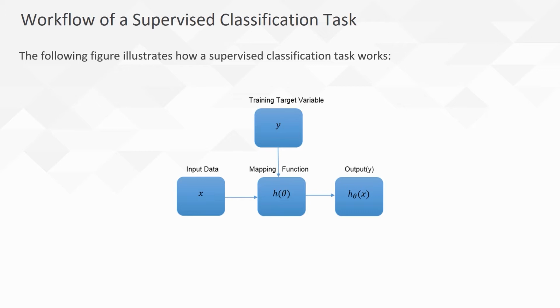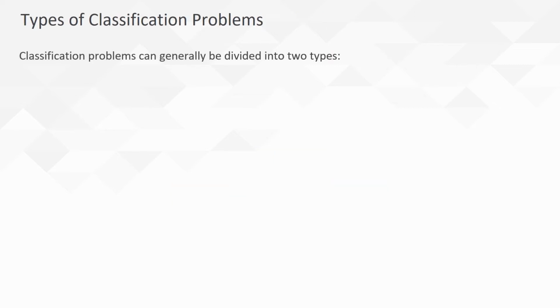As a supervisor, we provide the model with the variables x, y, which lets the model calculate the parameter theta. This parameter is learned from the training data and is also termed a coefficient. X includes the explanatory variables and y is the target label that we provide to the model so that the model learns the parameters. Using this, the model produces the function h theta, which maps input x to a prediction h theta x. Classification problems can generally be divided into two types.